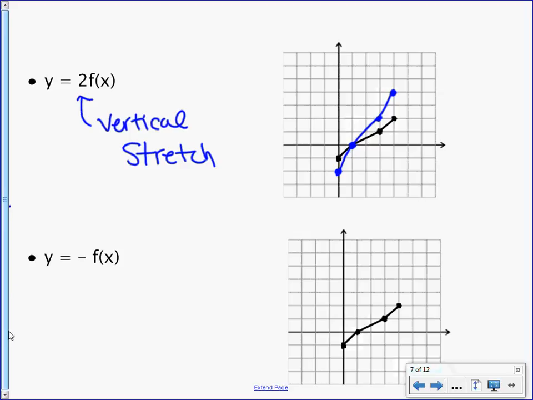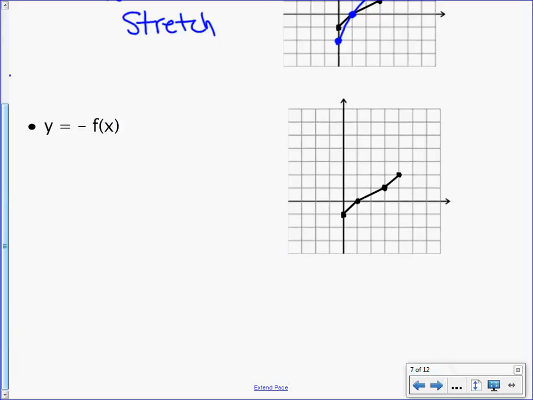Hey, here's one. Negative f of x. What happens to our graph? It reflects over the x-axis. The x-axis is a mirror. So instead of 0, negative 1, this point becomes 0, 1. 0, 0 is on the axis, so it gets to stay. This point is 3, 1. It becomes 3, negative 1. It's going to cross over on that mirror, and then 4, 2 becomes 4, negative 2.